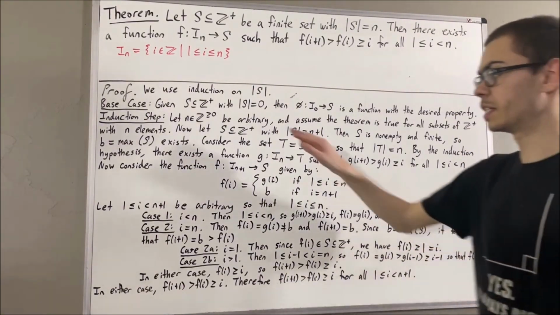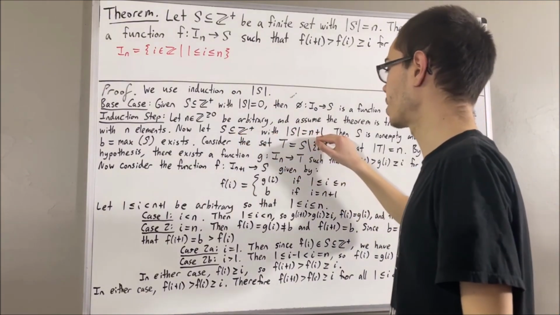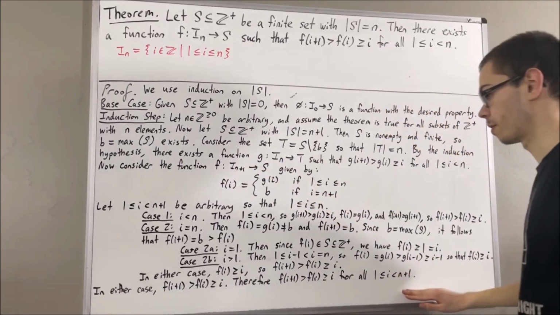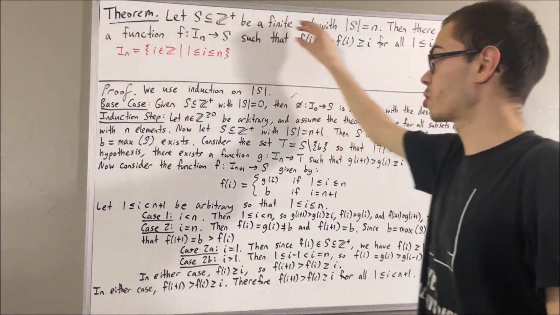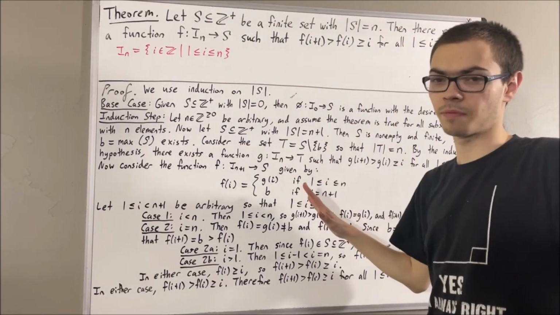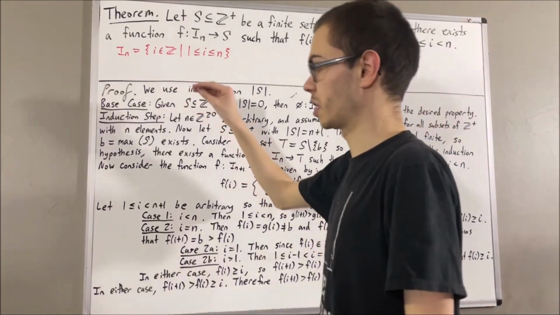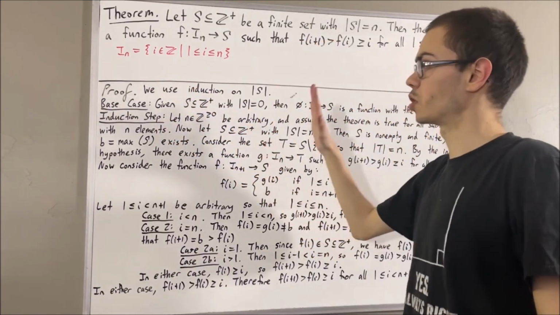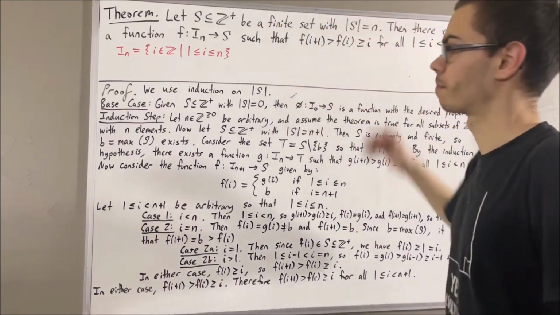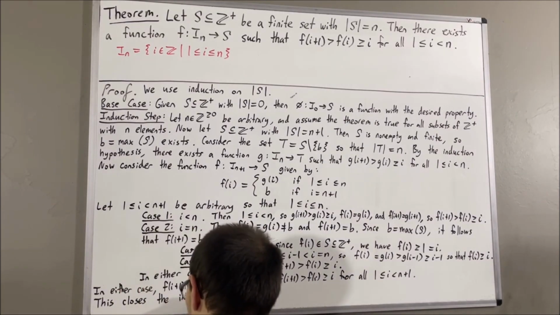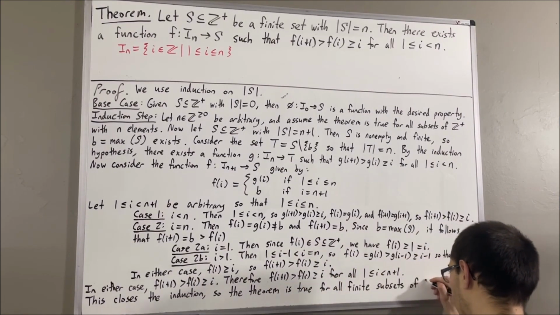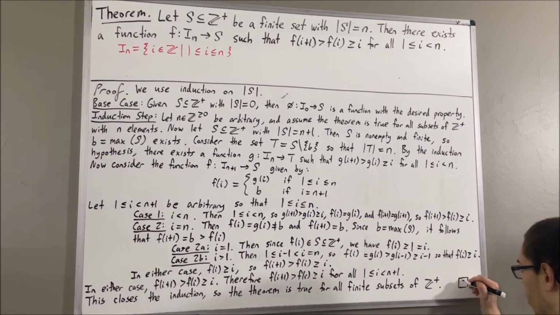So we have shown, given any subset of positive integers S with n plus 1 elements, there exists a function f from I_{n+1} to S with this property. So we have shown that the theorem is true for all subsets of positive integers with n plus 1 elements. So this completes the induction step. Because we've completed both the base case and the induction step, this closes the induction. So we have proven the theorem for all finite sets, no matter how many elements are in them. And so this completes the proof.